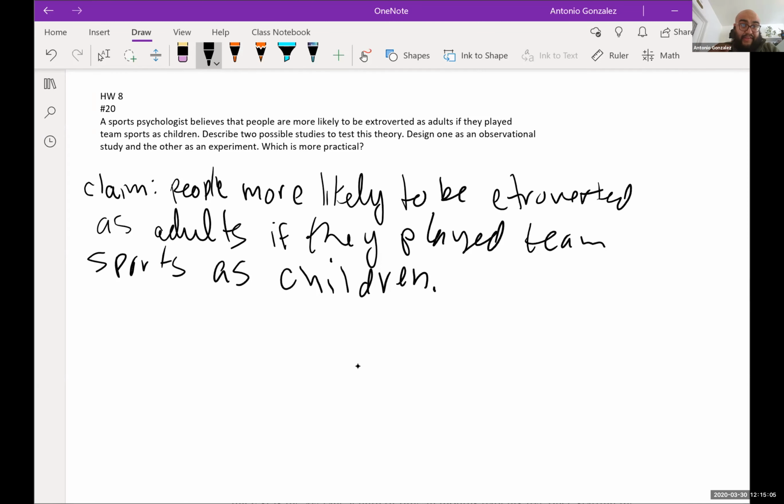And then, all right, we have a claim, so we want to go out and collect data. We talked about 2 different ways to do this, right? One was what was called an observational study, and the other was the experiment. So let's look at what it would look like to be an observational study.